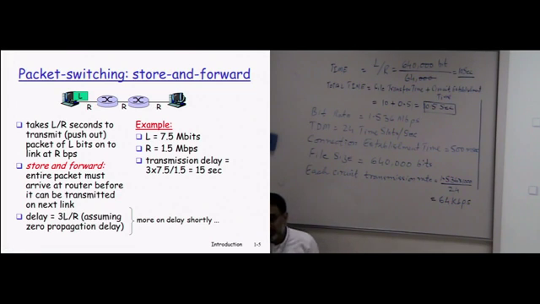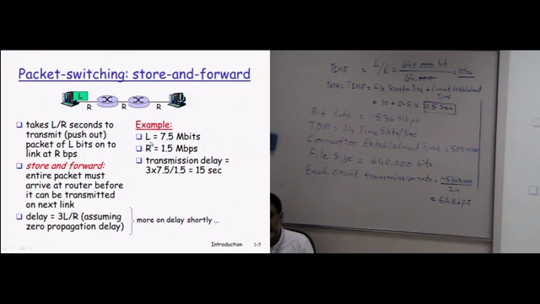Okay, so the delay will be 3L divided by R, assuming 0 propagation delay. Here we are assuming that the propagation delay is 0, so we are accumulating the total delay with this formula. We will study delay in more detail shortly.